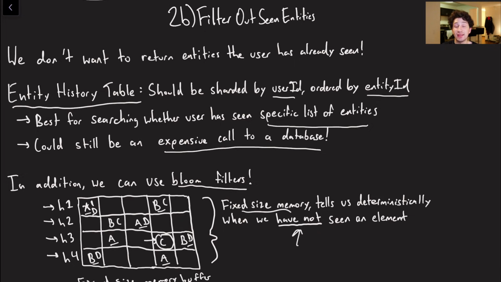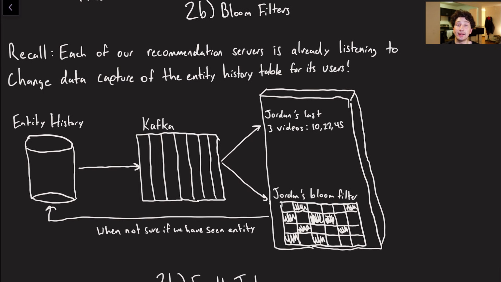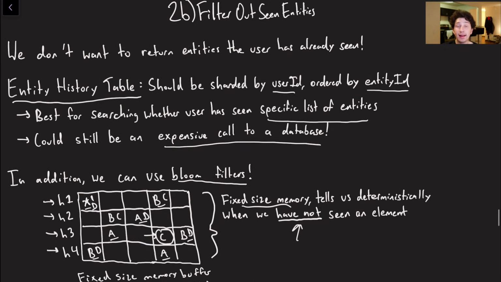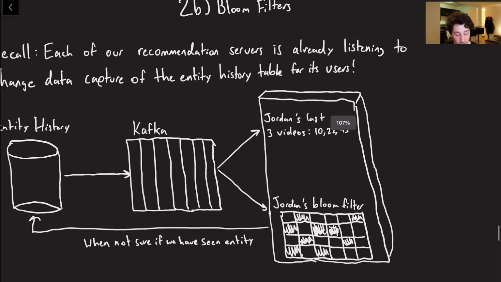So again, fixed size memory tells us deterministically when we have not seen an element. If it tells us that we have seen an element, we still have to go to the database. Again, the nice thing about it being fixed size is it means that we don't have to store a ton of data on our recommendation server, right? Because if this is TikTok and I've watched literally a million videos, which at this point on TikTok I've probably watched in like the many thousands of videos because they're so short, you would have to store every single one of those video IDs on your recommendation server, and that's not feasible. So by using a fixed size buffer like this, we can keep the memory footprint relatively low while also eliminating some percentage of calls that we would have to make to the database.